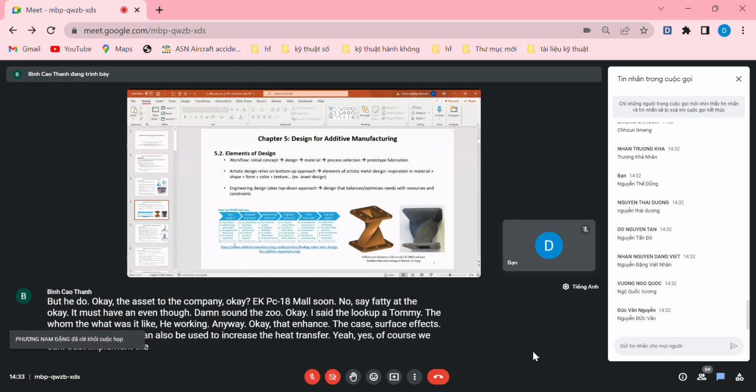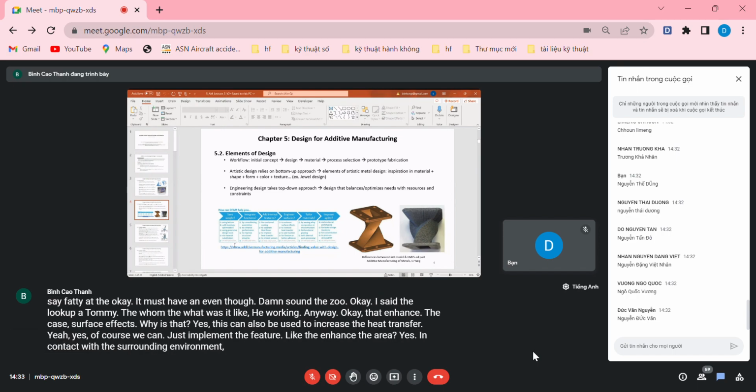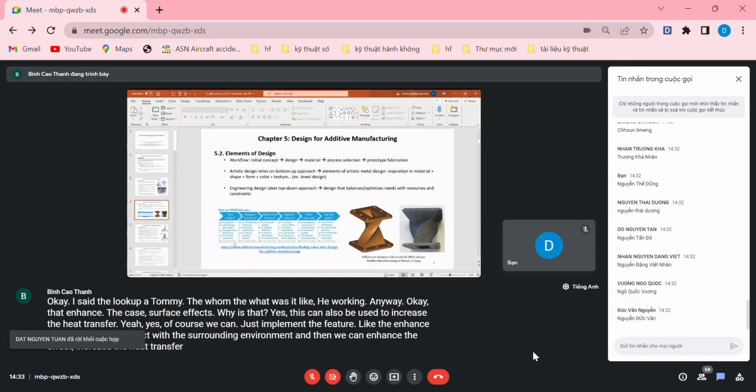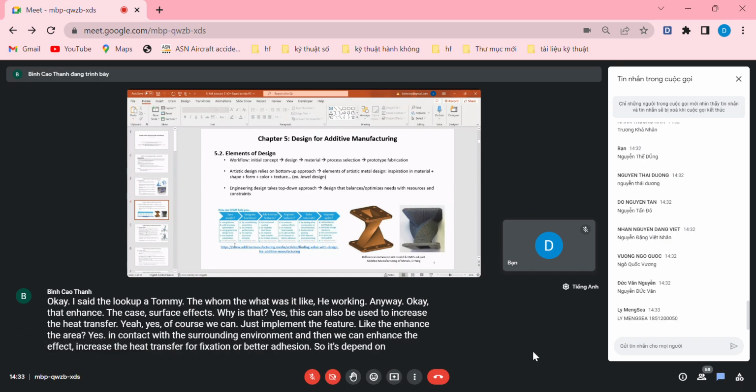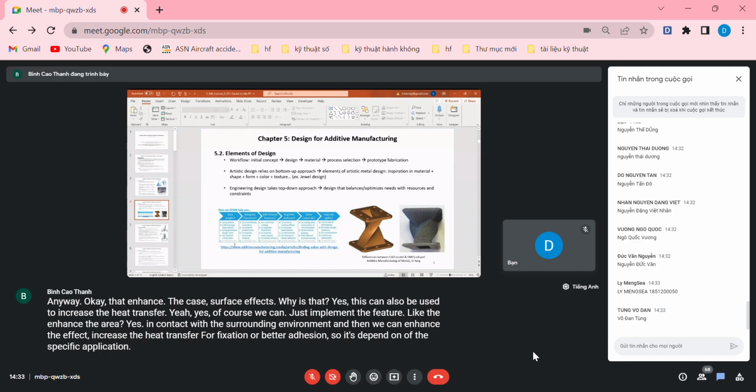The feature enhances the area in contact with the surrounding environment, and then we can enhance the effect and increase the heat transfer. For fixation or better adhesion, it depends on the specific application.